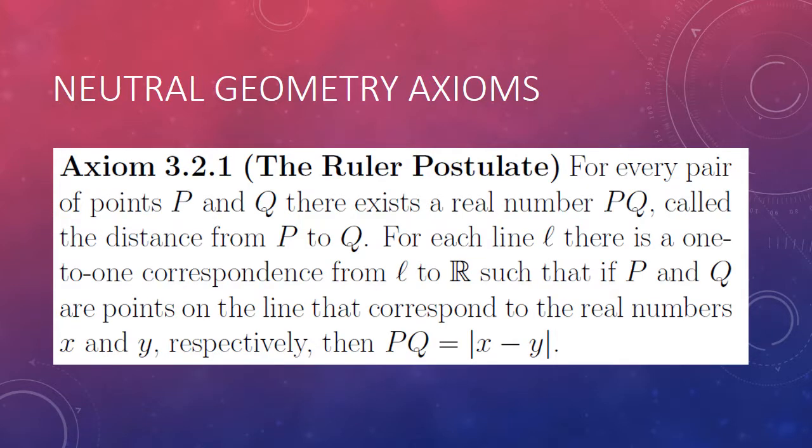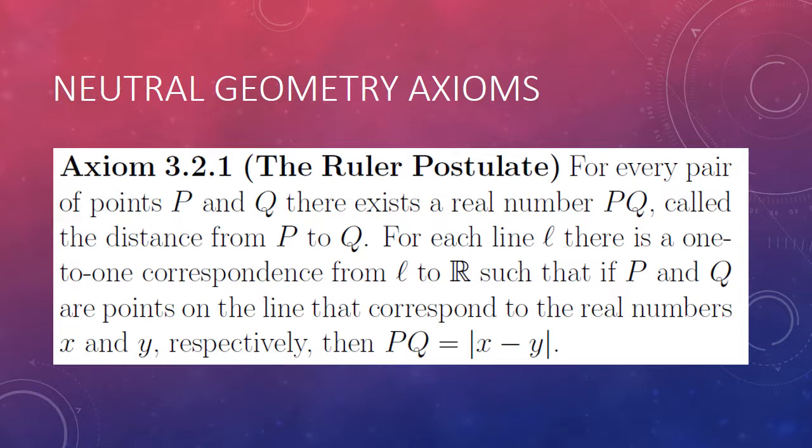Now we're ready for the ruler postulate. The ruler postulate looks a little complicated, but it's actually not too bad. Essentially, it says two things. The first is that anytime you have a pair of points that aren't even necessarily distinct, there's some real number, which we'll call PQ, that's the distance from P to Q. So this says that we have some kind of notion of distance between points P and Q. In fact, the distance will be 0 if P and Q are the same.